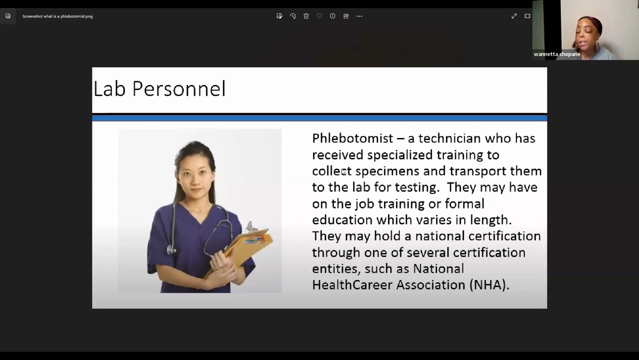A phlebotomist is a technician who has received specialized training to collect specimens and transport them to the lab for testing. They may have on-the-job training or formal education, which varies in length. They may also hold a certification through one of several entities, such as the National Health Career Association, which is who I use, and that's who you're going to take your national exam with. There are other entities that certify you as a phlebotomist when you take your exam, but NHA is in the top 3. So I signed up with NHA with my institution so I could be a testing site.